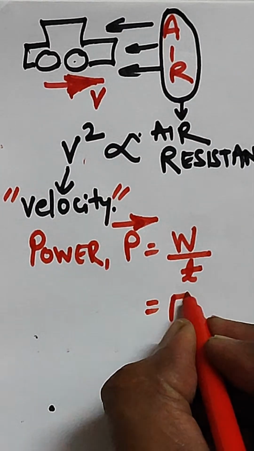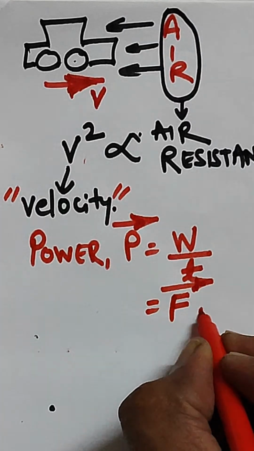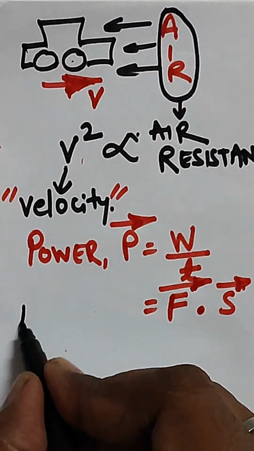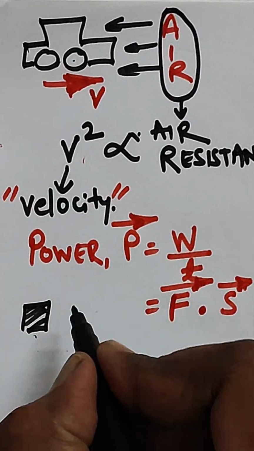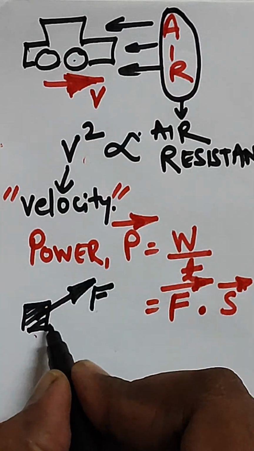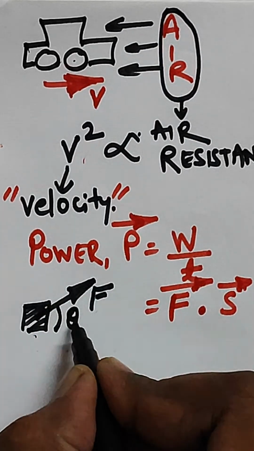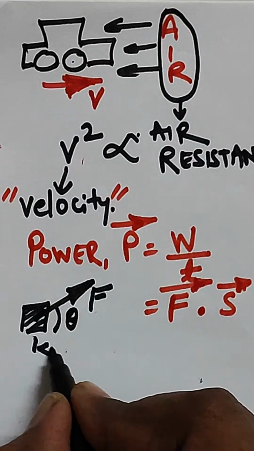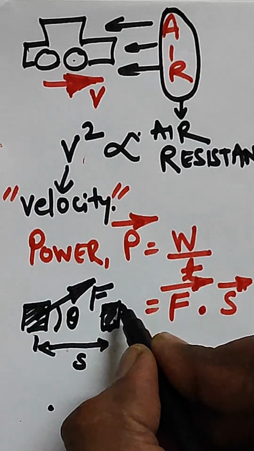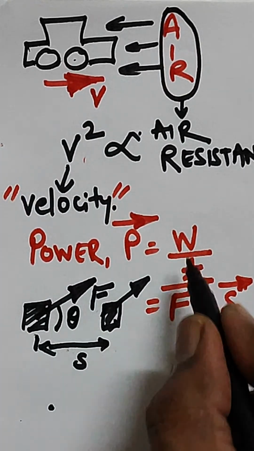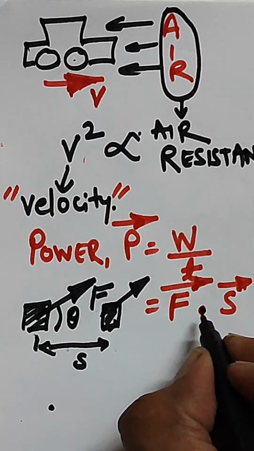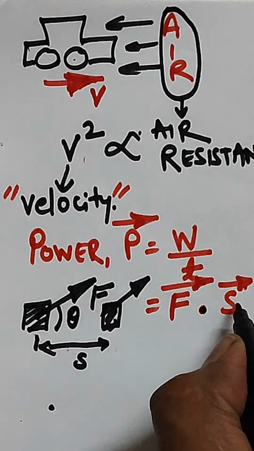Now what is this work? Work is force F dot S, because if you remember, I'm just quickly going through this. If the mass is here and we are applying a force on it which is acting at an angle theta from the horizontal, and this mass is moved by a distance of S, then the work done is F dot S. This is the dot product, that is F S cos theta.